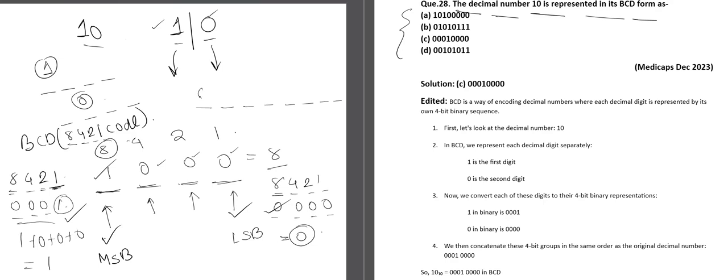So in this case our required answer will be 0001, where we represented 1 by a 4-bit BCD number. Then similarly we represent 0 by a 4-bit BCD number, which is 0000. So in this case it will be our option number C.